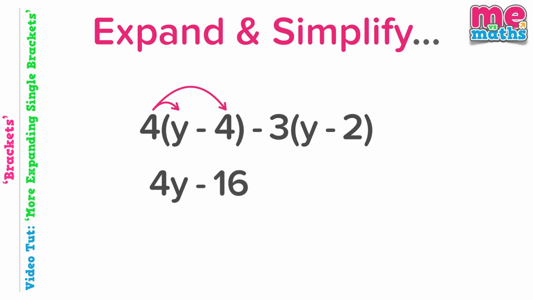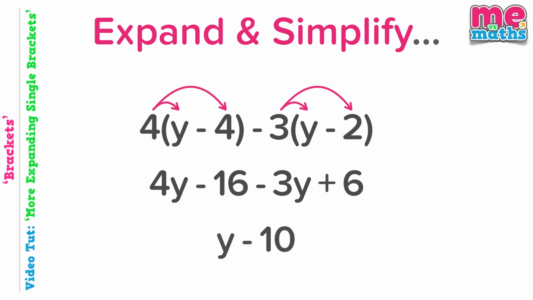The second bracket, I handle these by looking at the number outside and deciding is it positive or negative. The 3 is negative as it has a minus sign in front of it, so negative 3 times positive y equals minus 3y. Lastly, for our expansion, negative 3 times negative 2 will give positive 6 or plus 6. Now we're ready to simplify, and this will actually simplify to y minus 10.